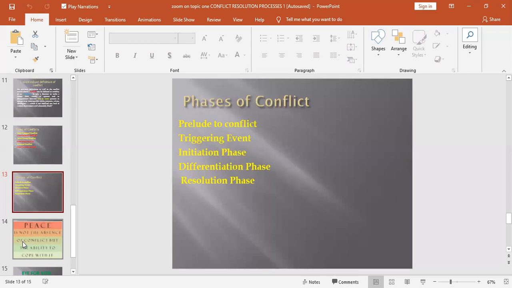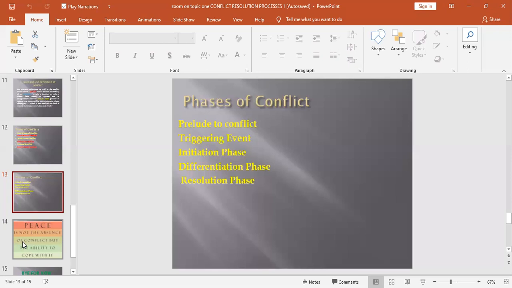The next phase is the differentiation phase. And at this point, the parties in conflict are now asking themselves, okay, why are we fighting? They now try to see, okay, let's look at the reasons for the fight. They voice their differences. This phase leads to the next and final phase, which is the resolution phase. At the resolution phase, the parties in conflict are already tired. They don't want to go on with the conflict again. So they are ready now to sit down and they will try now to resolve their problems.